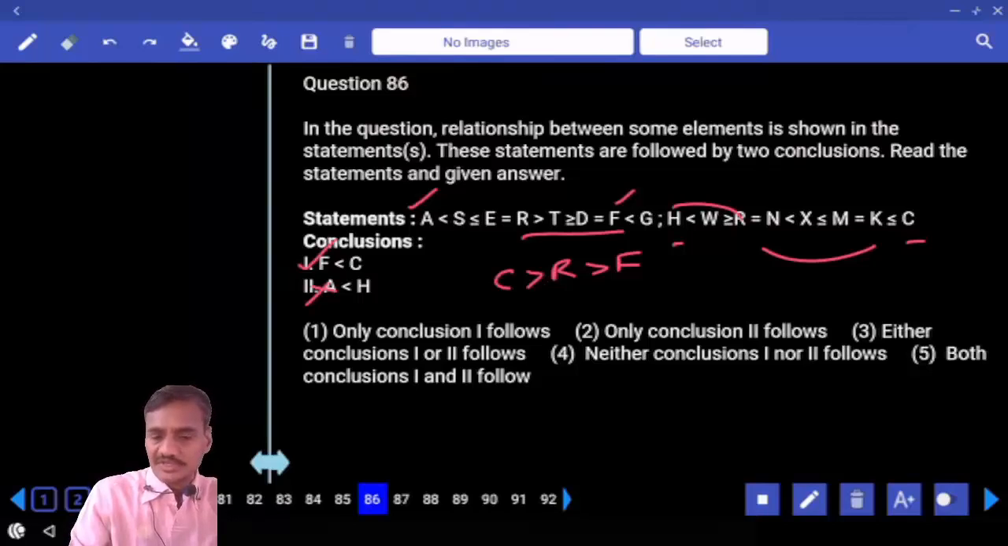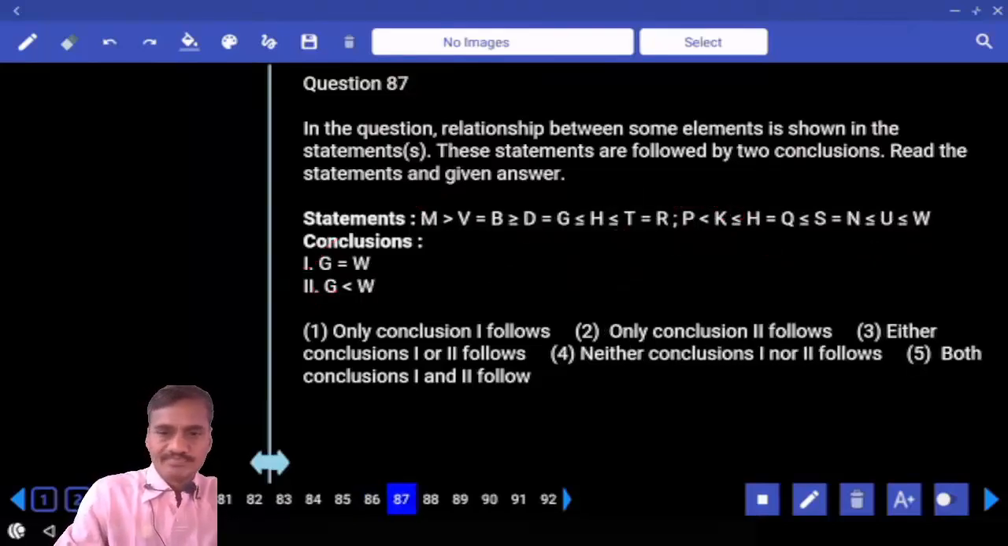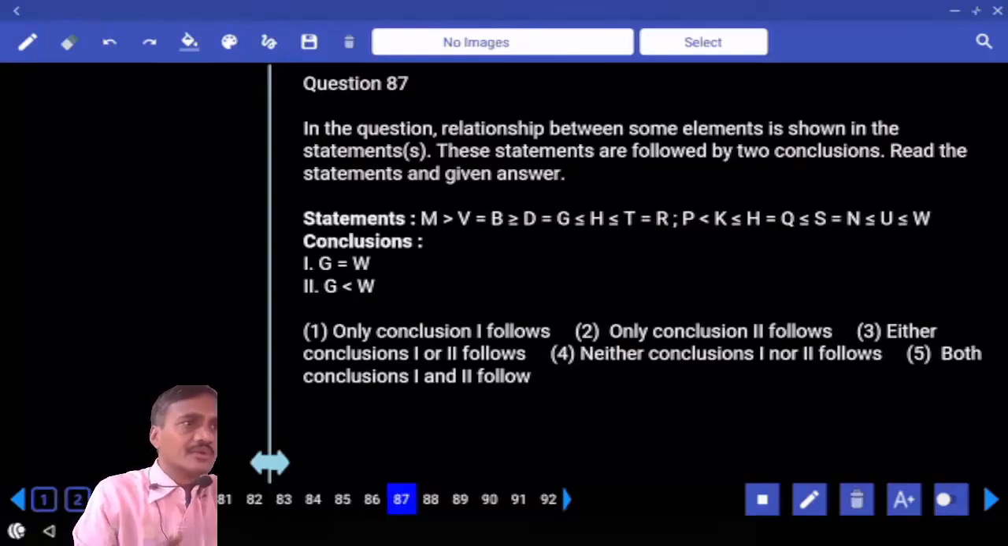And next one, question number 87. Now in this 87, the relation between G and W. G and W, now both the conclusions are in between G and W itself. Hence the answer could be either one or two, more possibility. Possibility is there, chance is there, definitely we cannot say.